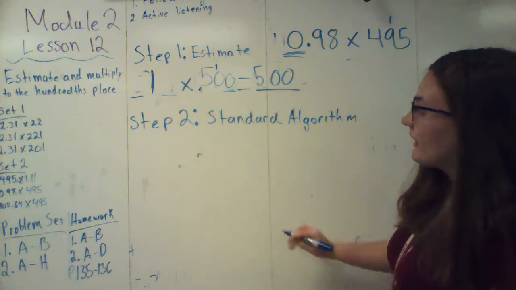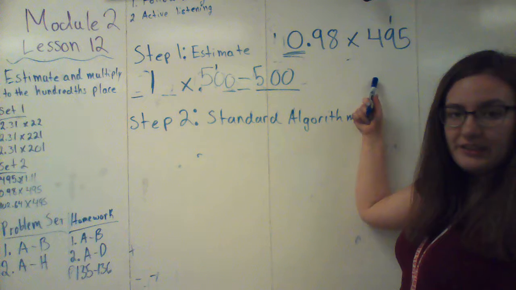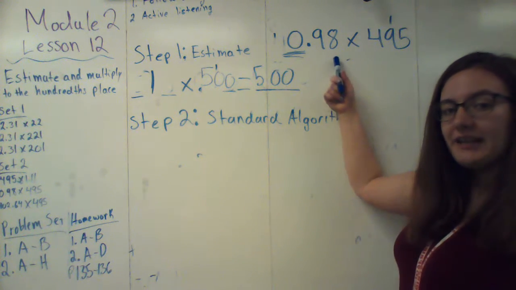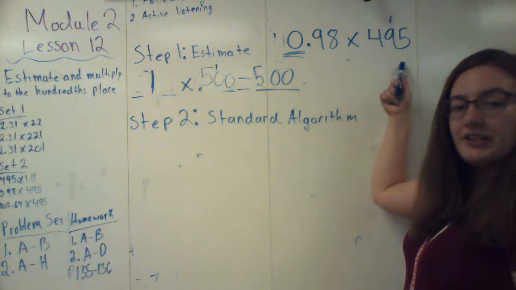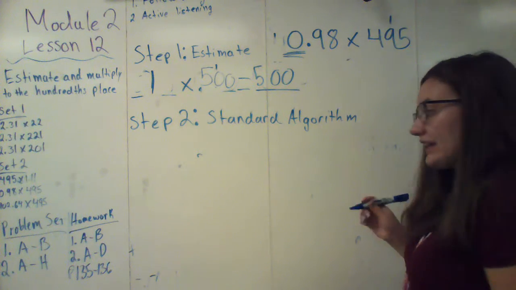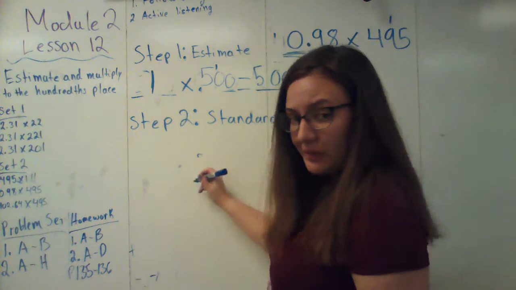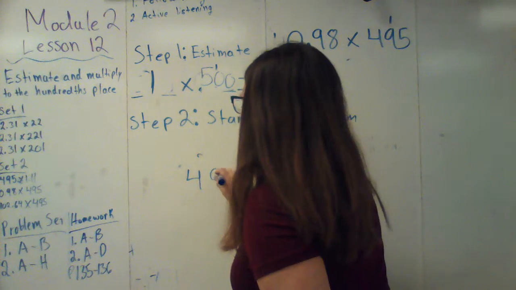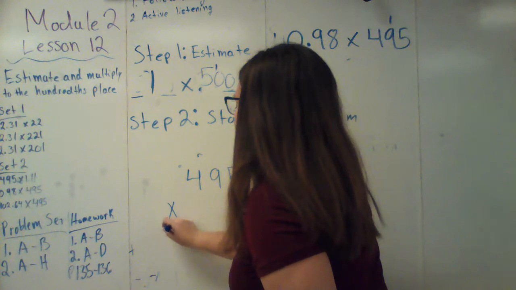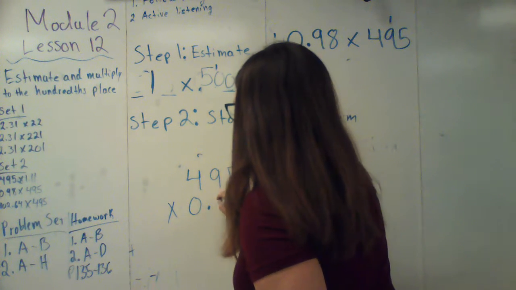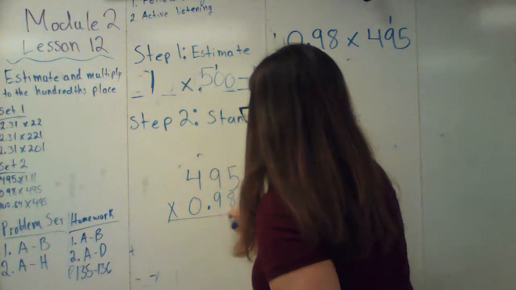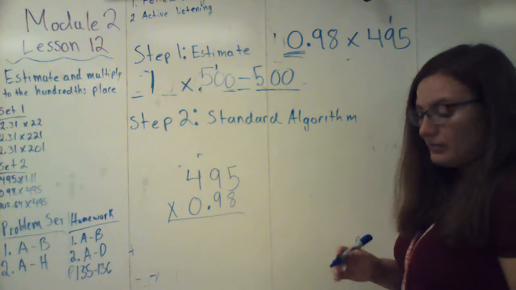I am going to set up my problem, but a little bit different from this one. I'm going to have my decimal on the bottom, so I don't have as many partial products I'll have to guess. And I'll show you what I mean by that. So I have 495 times 0.98, and I'm going to start multiplying.